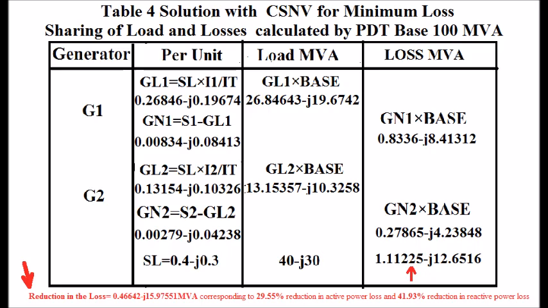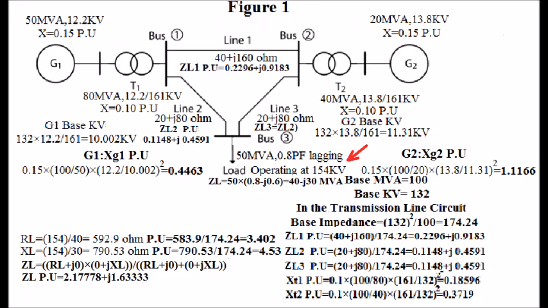The reduction in the loss is 0.46642 minus j15.97551 MVA, corresponding to 29.55% reduction in active power loss and 41.93% reduction in reactive power loss for the same load of 50 MVA, 0.8 lagging, operating at 154 kV.